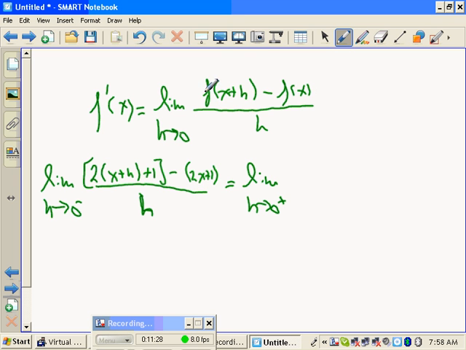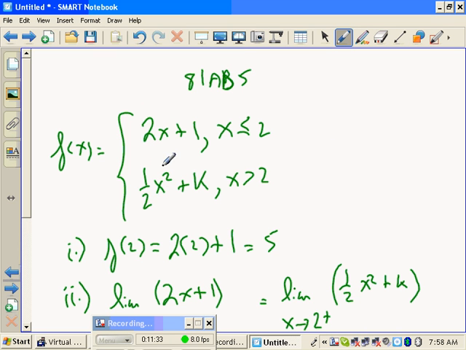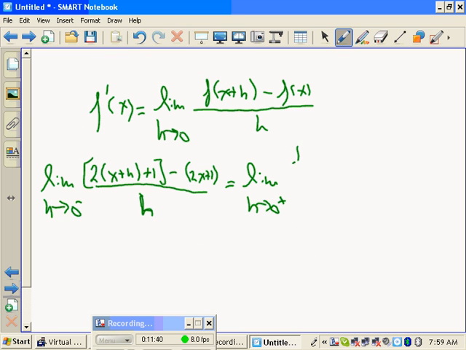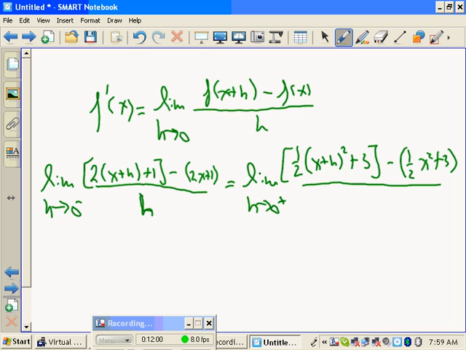All right. So what function am I plugging in on this side? 1 half x squared plus 3 that we got down here, remember? Where it said use your value for k. All right, so it's 1 half what? X plus h squared plus 3. That quantity minus 1 half x squared plus 3 itself, the function. Okay? Be careful with parentheses and stuff, because remember when you subtract, you add the opposite of everybody. Careful.